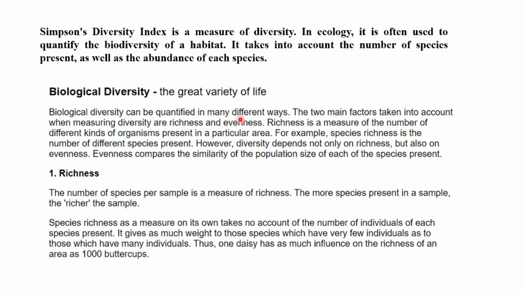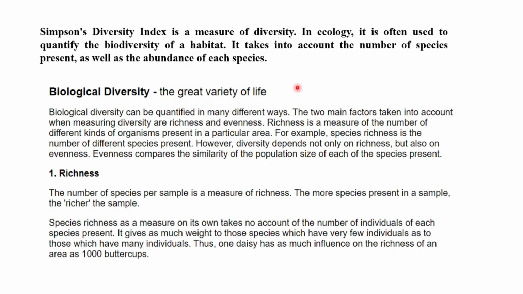It takes into account the number of species present as well as the abundance, the relative number of each species. We all know about biological diversity. The name is self-explanatory. It can be quantified in many different ways. The two main factors taken into account when measuring diversity are richness and evenness. Richness means how rich or how diverse the habitat is, and evenness is whether the diversity is even across all the species, or whether it is skewed, with one species being much more abundant than the others. Is there any unevenness, or is the diversity spread across all the species present? That's what we call evenness.